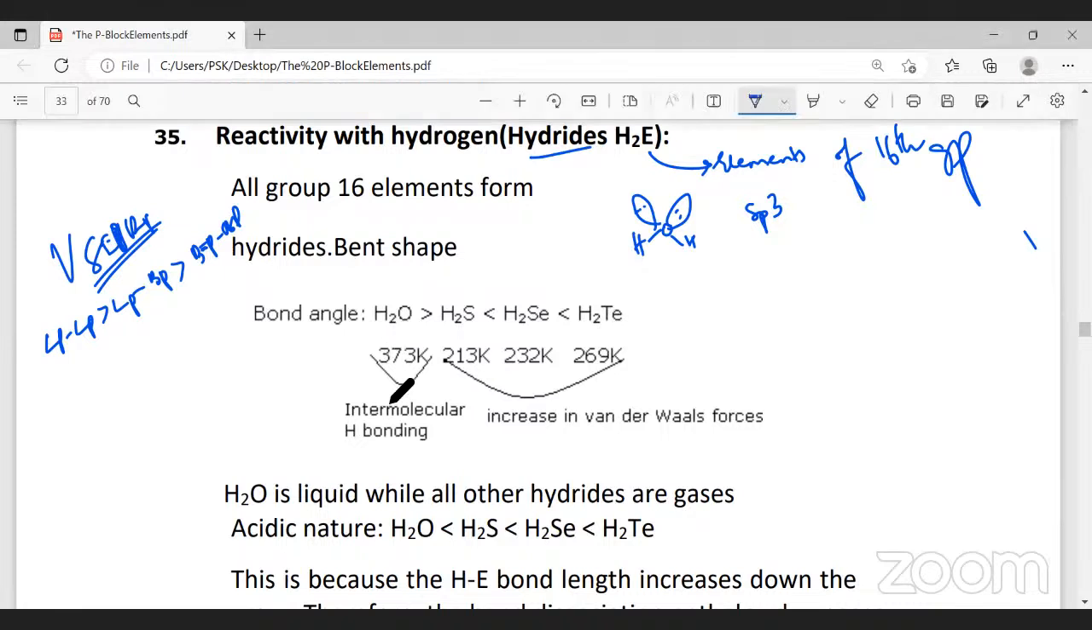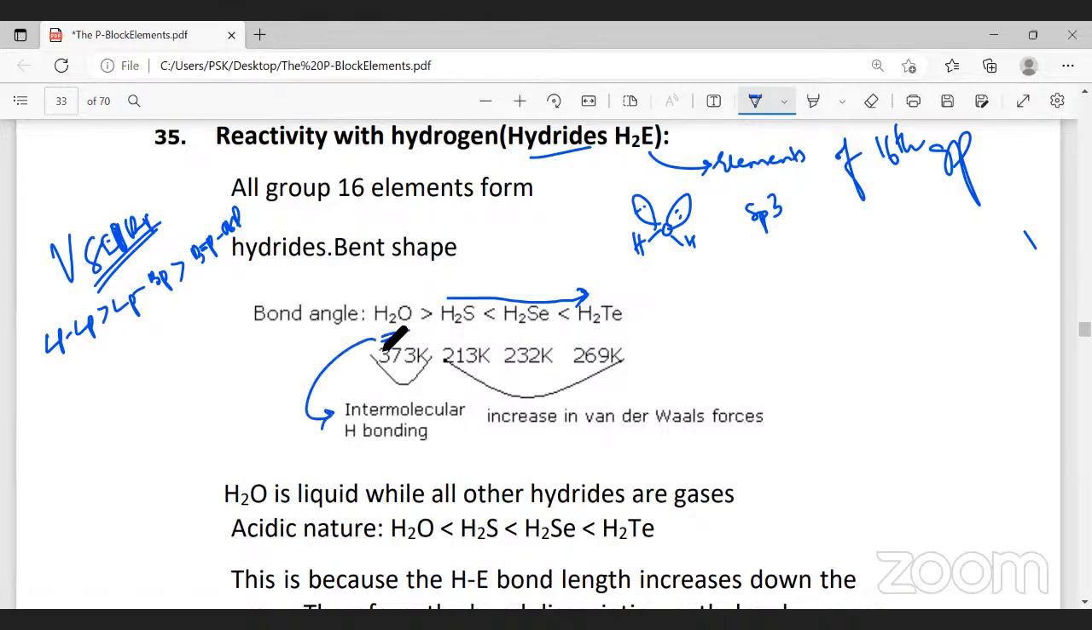Now here, this is the boiling point of water, 373 Kelvin, hydrogen sulfide 213, H2Se 232, and H2Te 269. As the mass increases, boiling point increases. See, hydrogen sulfide has a lesser mass compared to H2Se. Boiling point increases. But in case of water, even though the mass is less, the boiling point is higher.